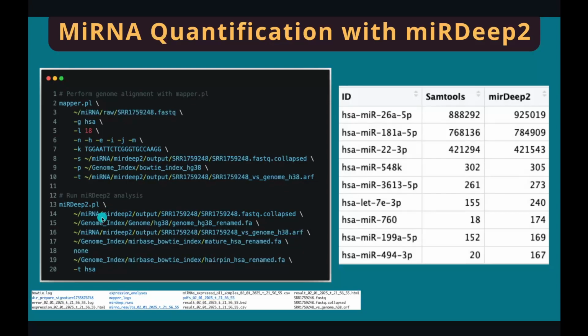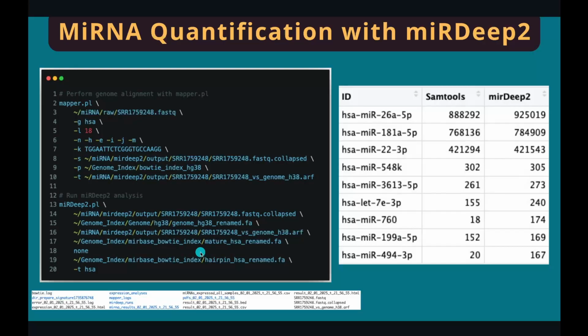miRDeep2.pl. So the first line, the input is the collapsed FASTQ from the first step. So .fa is the genome, the human genome file we specified here. Next, we specify the alignment input from the above step, the ARF file. Next, we specify the microRNA reference file, the .fa.